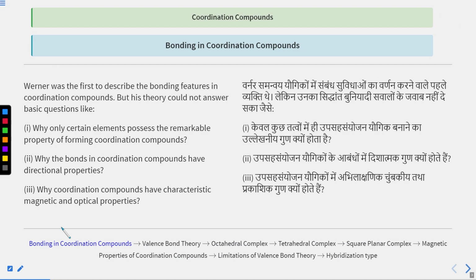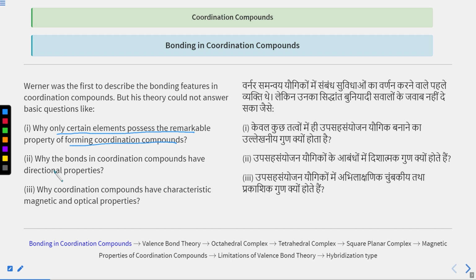So why do we need to make more theories? There are three reasons. First of all, why do only certain elements possess the remarkable property of forming coordination compounds? You must have seen that only d block elements are capable of making coordination compounds. You will not see any p block element like oxygen capable of becoming the central atom and all. So we will see what is the reason behind it.